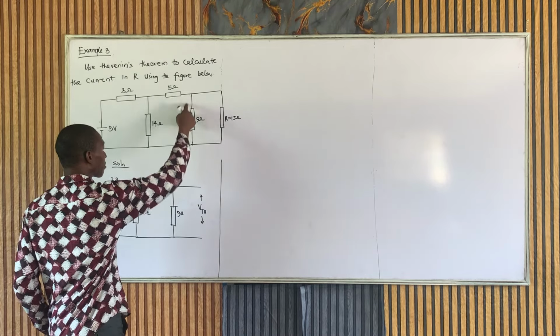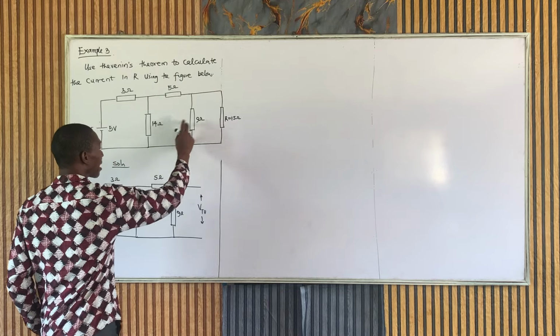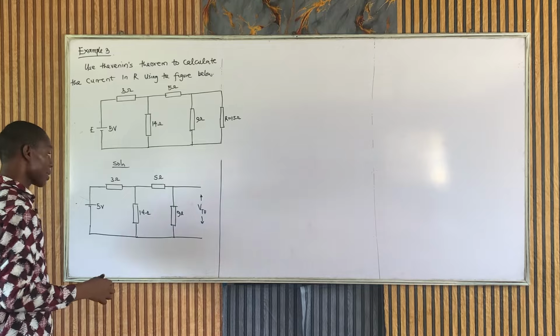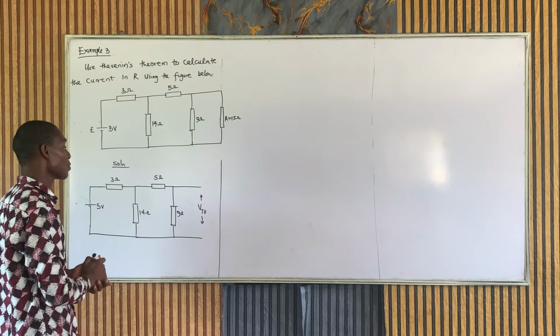The one that goes here will come here and split. Some current will come, some current will be here. So these two parts are in parallel. So VTH is the voltage across the 9 ohm resistor. How do we solve this? Because this is not a series circuit where we can just use the voltage divider rule.